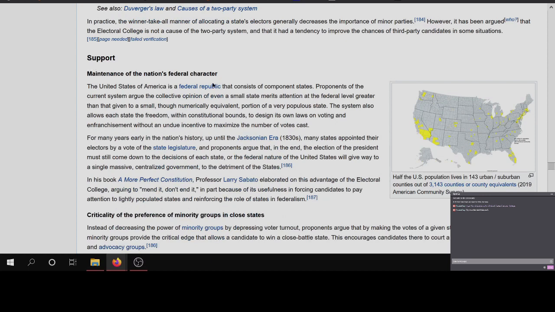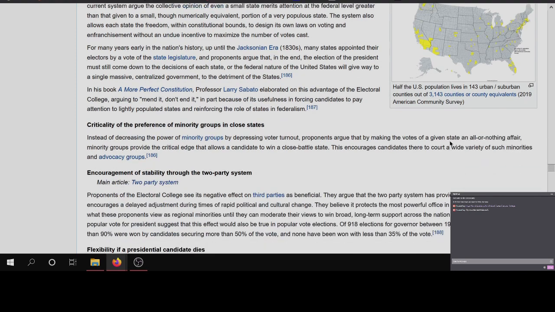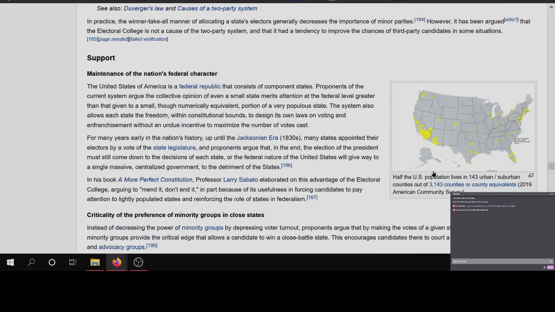Maintenance of national and federal character: the United States of America is a federal republic that consists of component states. So as here, half the U.S. population is in 143 urban and suburban counties out of 3,143 counties or county equivalents, per the 2019 American Community Survey. As seen here.